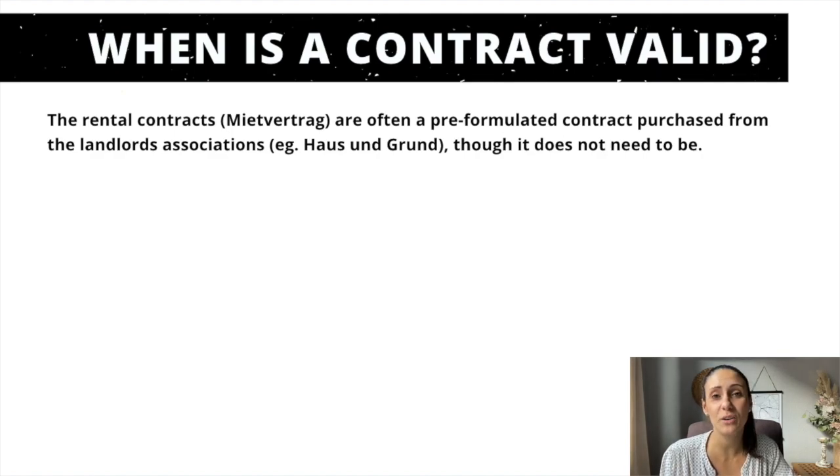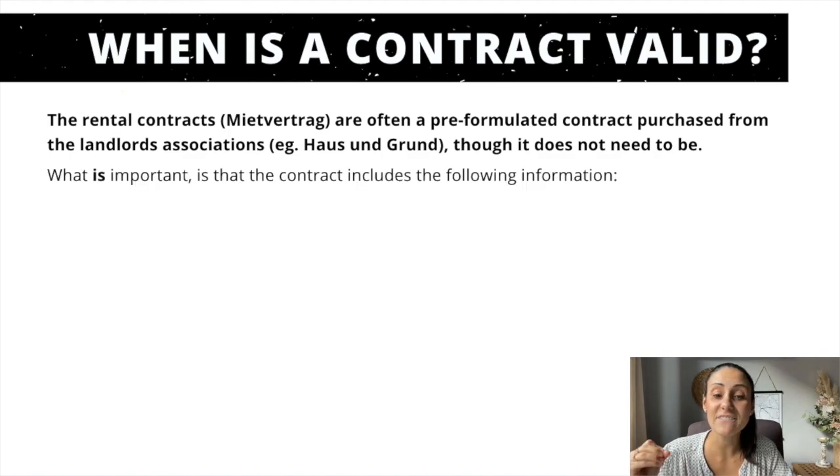It just depends on whether or not they've generated it from a pre-formulated package, which usually means that the rental contract tends to look a little bit longer, or it could be smaller if it's something that they've formulated themselves. So although many landlords might have this pre-formulated rental contract, which in German is called a Mietvertrag, what is very important is that the contract needs to include the following. Don't be overwhelmed. It's going to look like a lot, but you just need to make sure that this is all included in your contract.